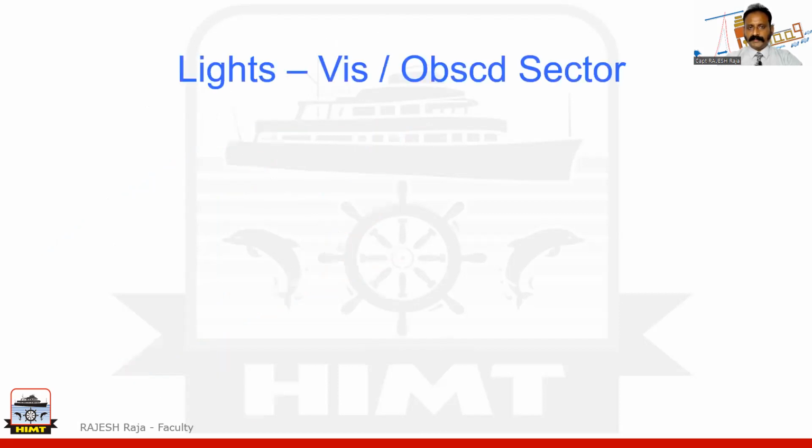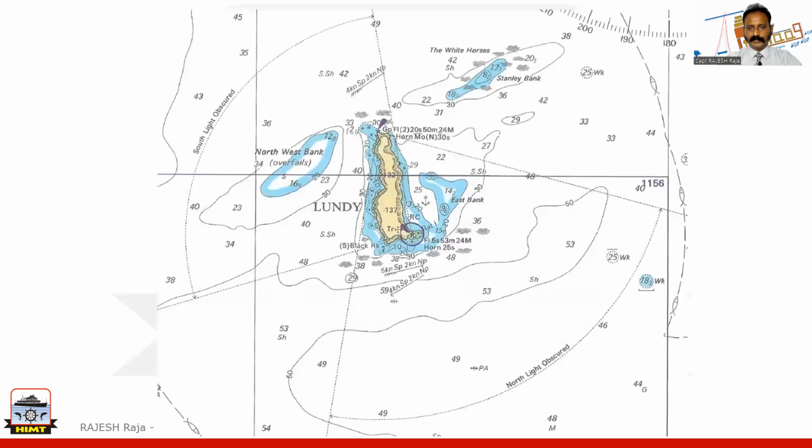Now, let me go to the second type of lights, which are again slightly confusing, which is your visible and obscured sectors. I'm going to take an example of this island called Lundi Island. We got 2 lights on this. So I got the north light and the south light. Let us start with the south light. You can see south light is the yellow color one.